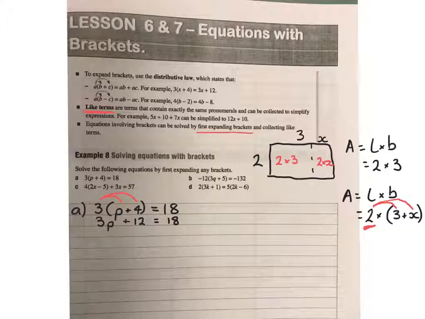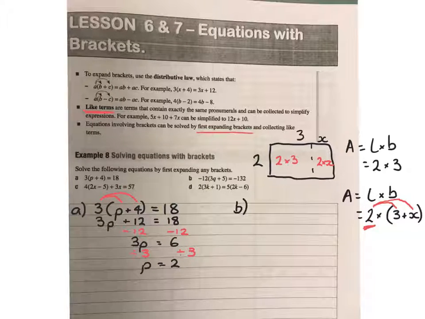Now I've got an equation without brackets, I can solve it. So I'm going to take away my 12 from both sides, and I'm left with 3p is equal to 6. 3 lots of p, the opposite of times 3, is divide by 3. And what I do to one side, I do to the other, so that p equals 2. I've solved my equation.